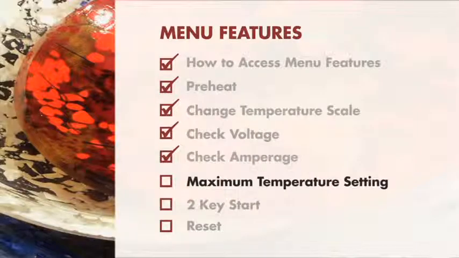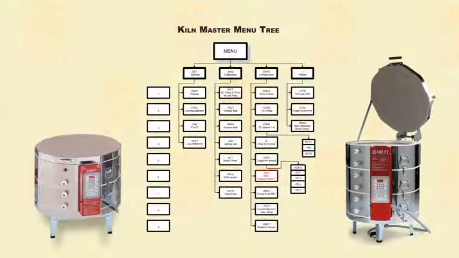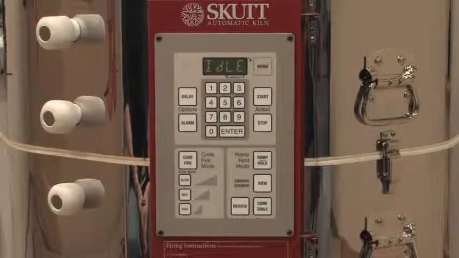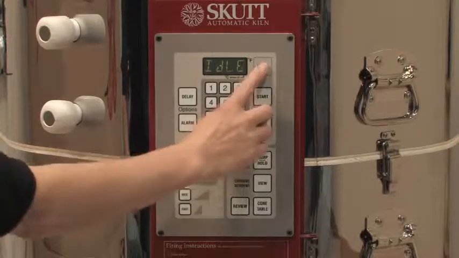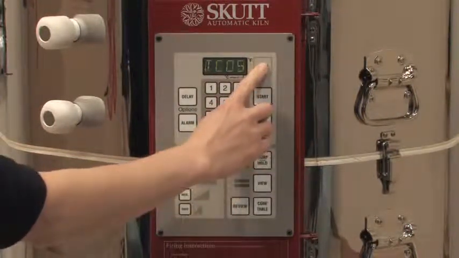Maximum temperature setting. The maximum programmable temperature setting is a great feature to use when other people may be programming the kiln. It helps protect against an overfire by not allowing the programmer to input any value over the designated limit. To set a maximum programmable temperature, select MAX from the Configuration submenu.